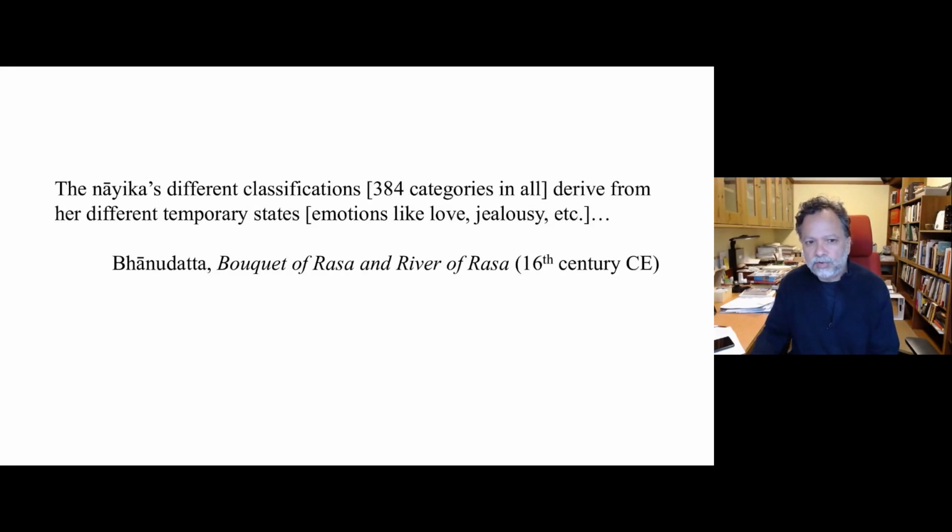This is actually true in pre-modern India as well. Here is a 16th century critic and poet who is talking about classification. Naika is heroine. What he's saying is that the heroine's different classifications derive from her different temporary states. You can have the heroine who's jealous, or the heroine who's longing for her lover, but these are all types. They're not rounded characters as such in the way that E.M. Forster would describe them, but they are collections of traits.